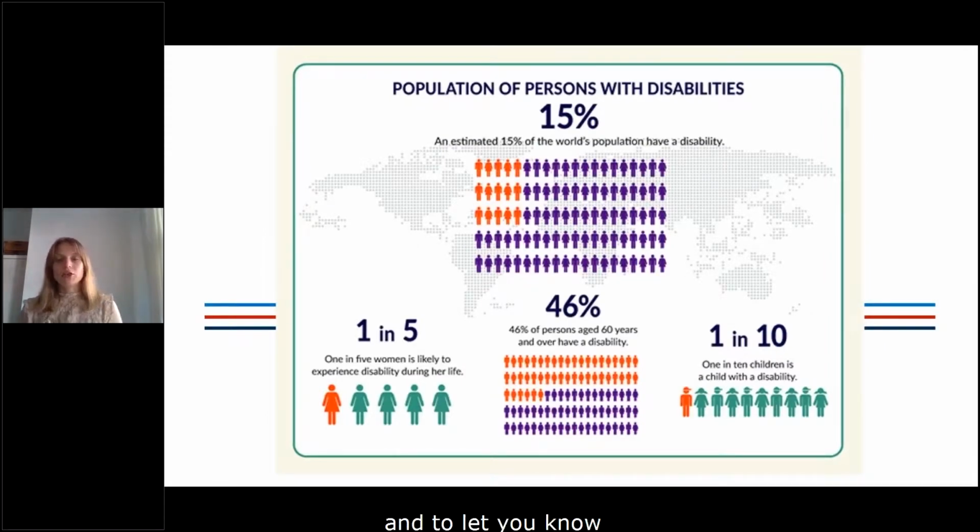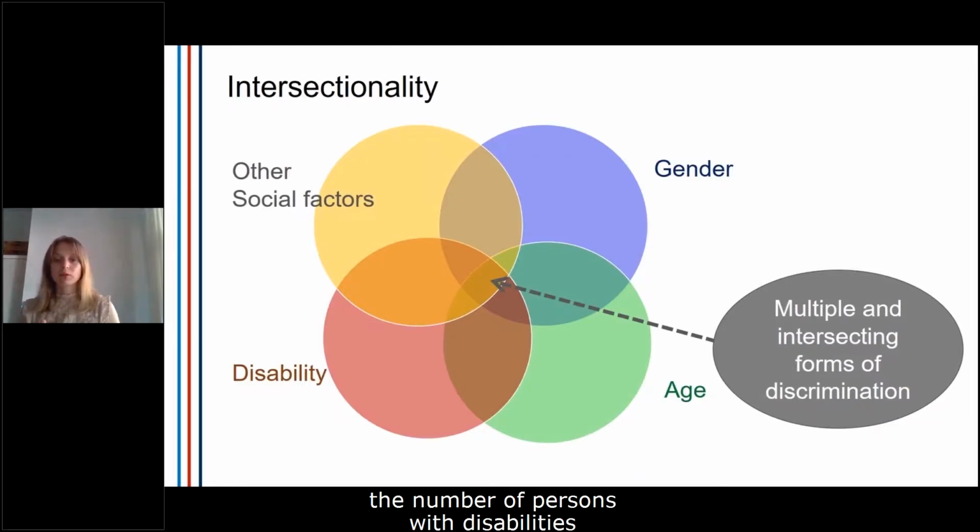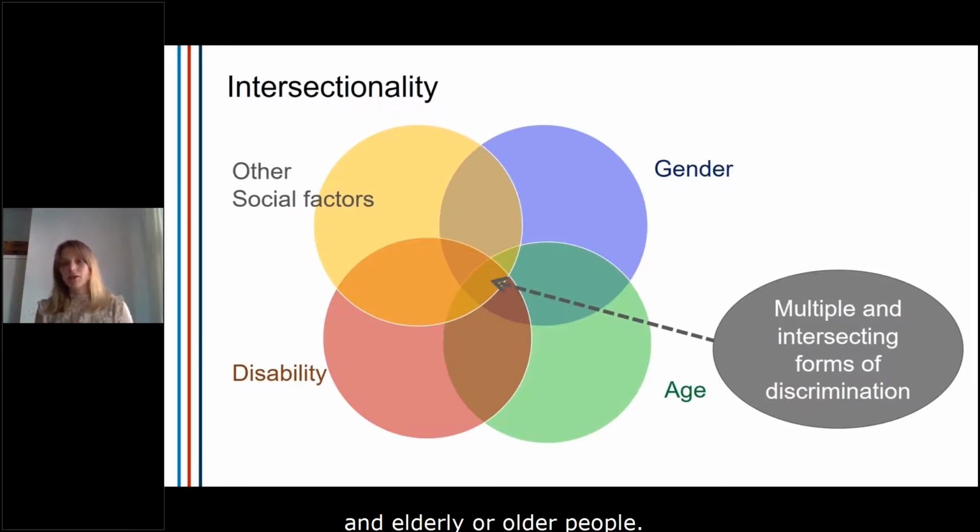To put it a bit more in the frame and to let you know what number of people we're talking about: persons with disabilities are an estimated 15% of any given population. This means that when you don't have any numbers on persons with disabilities, always calculate with 15% of a given community that you're working for. Further, 1 in 5 women is likely to have a disability during her life, while 1 in 10 children is a child with disability. So what you see here as well is that there is a difference between the number of persons with disabilities among children, women and older people.